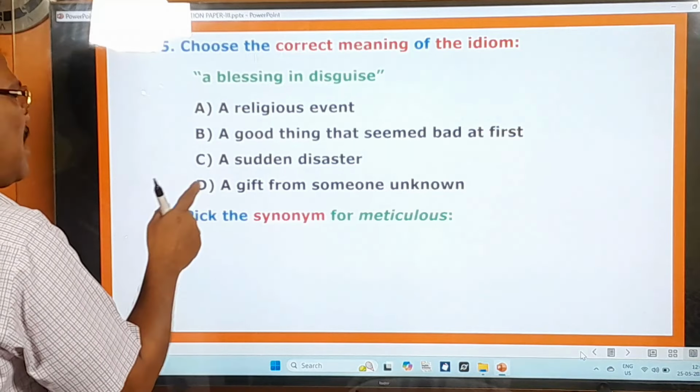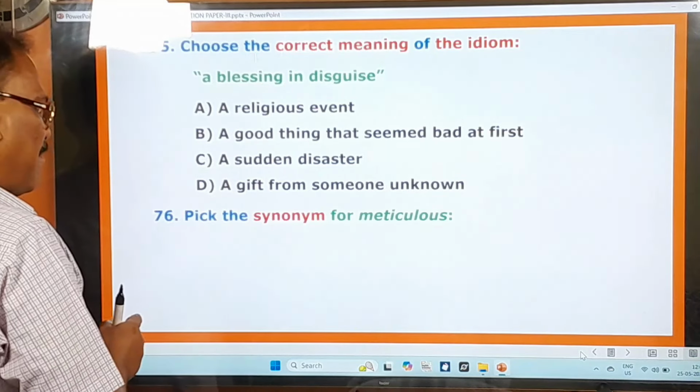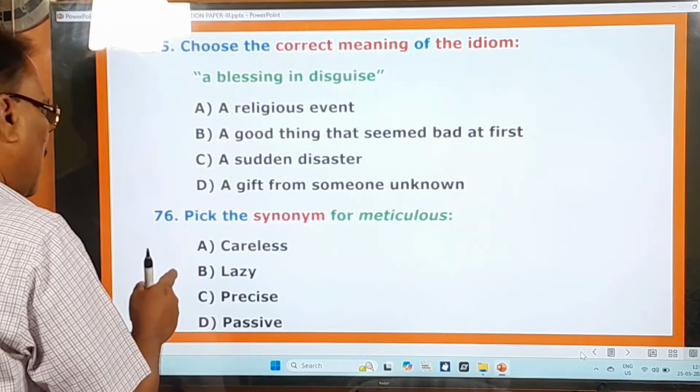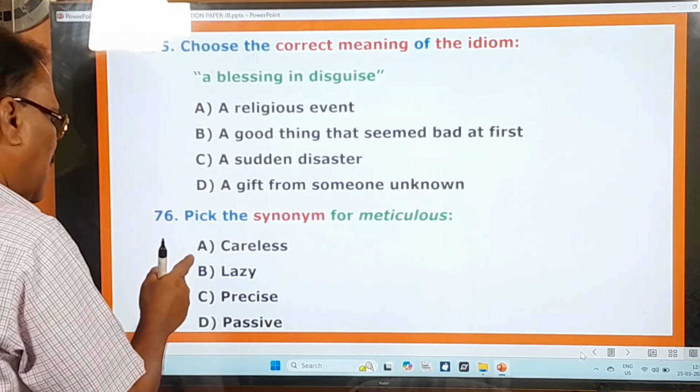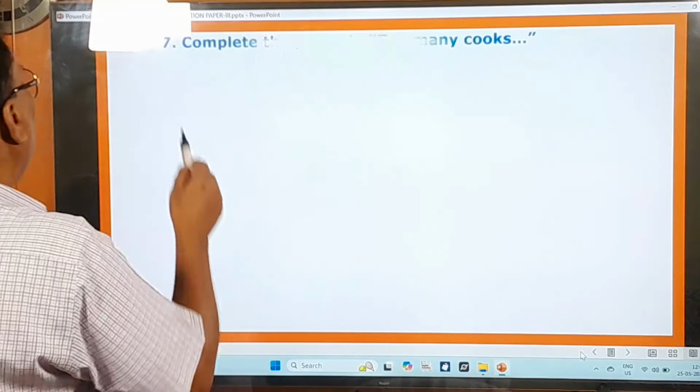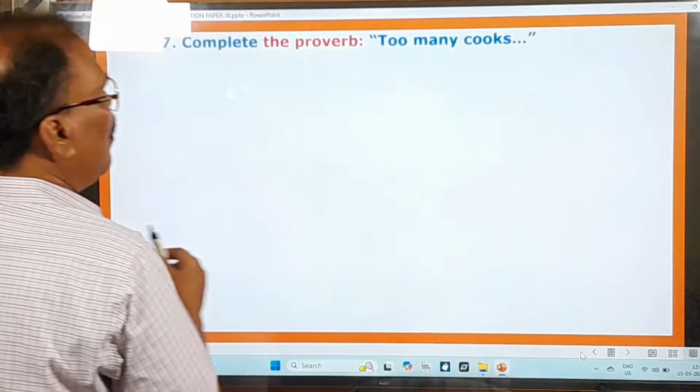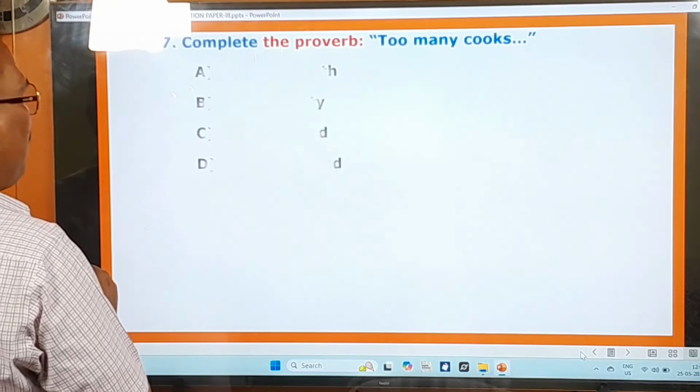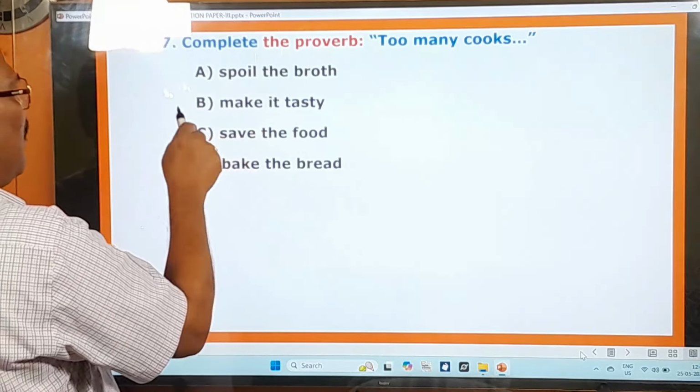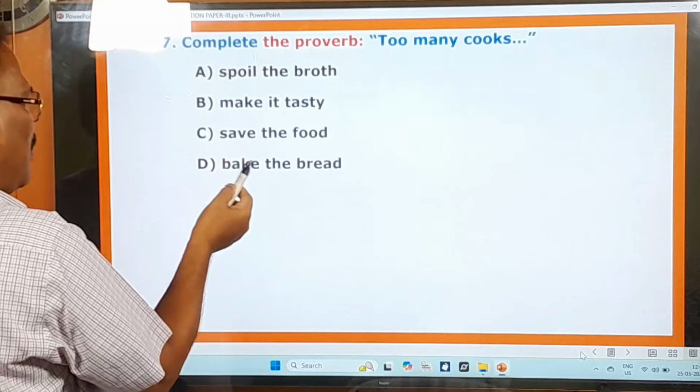76th question. Pick the synonym for meticulous. Careless, lazy, precise, passive. 77th question. Complete the proverb. Too many cooks spoil the broth, make it tasty, save the food, bake the bread.